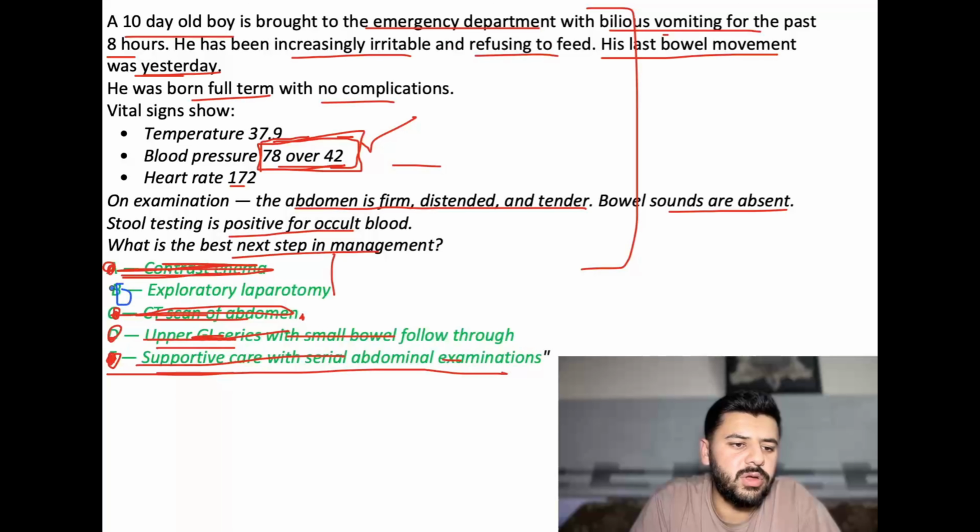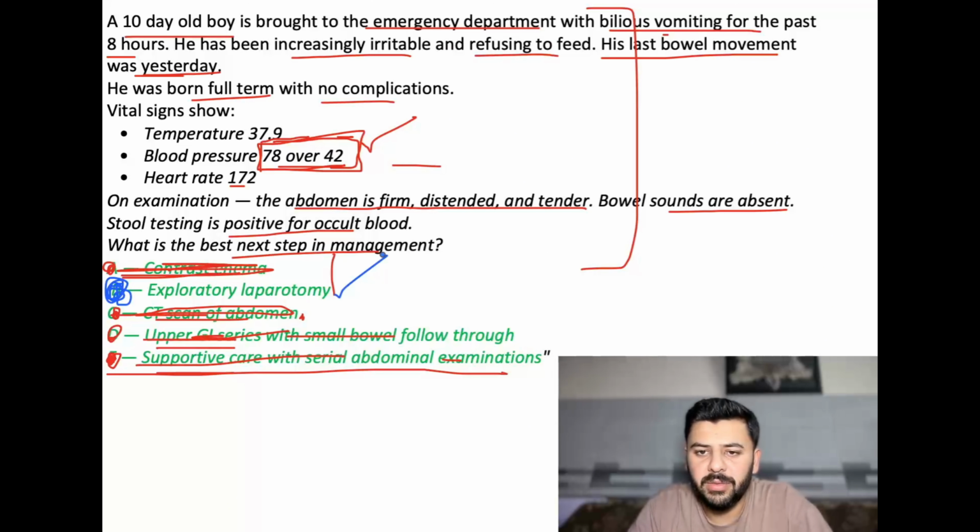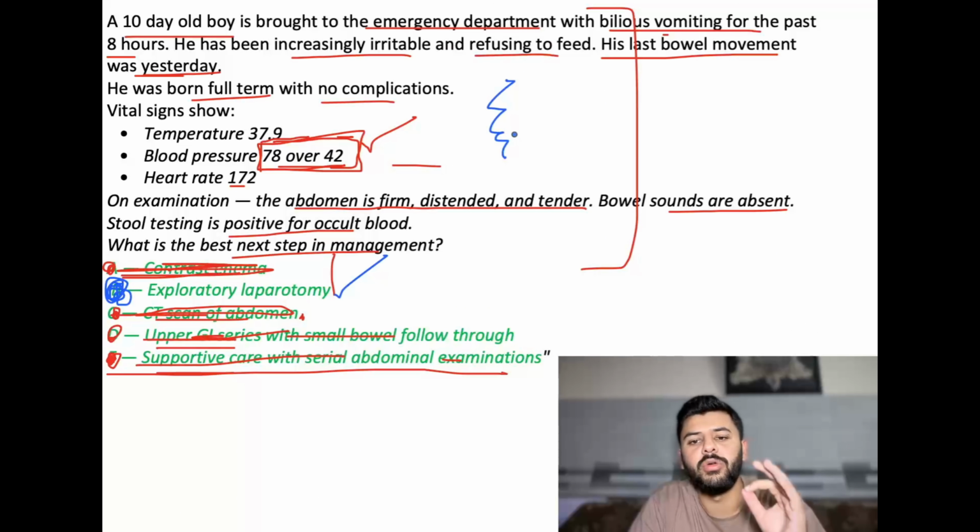This is your correct answer. Exploratory laparotomy, the surgical option. Go to the OR immediately. And here is why. I'm going to reveal the diagnosis. The diagnosis is malrotation with midgut volvulus. During development, the intestines fail to rotate properly.